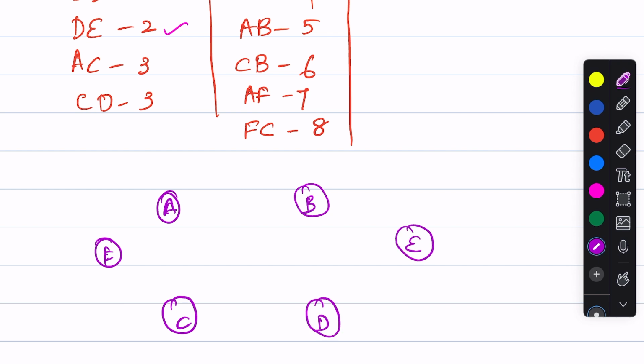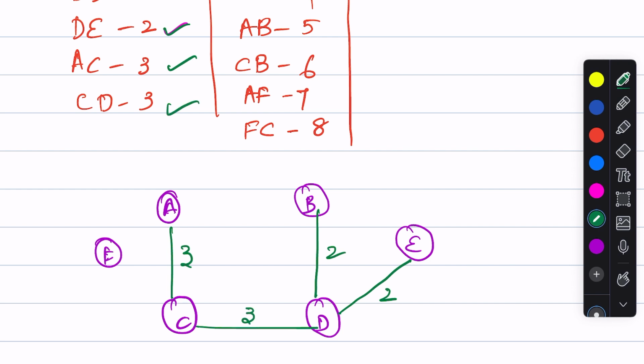Now let us make the connections. BD, it is 2. So let us include this edge. Next is DE. Let us include it, its edge weight is 2. Next is AC, edge weight 3. Now CD, the edge weight is 3. Now let us include BE. When we try to include BE, it is forming what? The cycle. So we are not supposed to include this edge. So let us remove this edge.